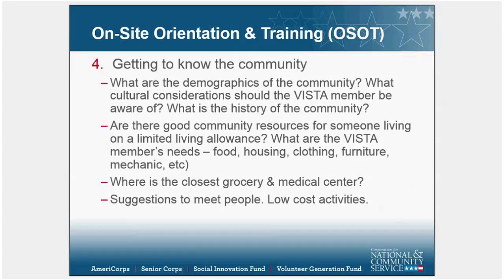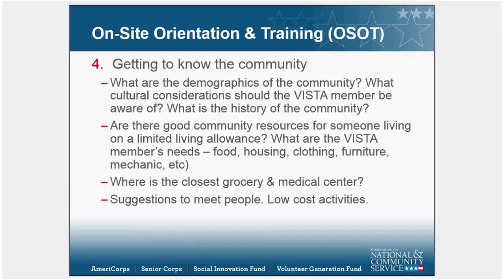Then you want to take some time to get to know the community. This is important for VISTAs that are new to your community, but also for those that might be local. For those who just relocated, it's important to remember that this is an adjustment period for them. So if you put yourselves in their shoes, think about what it's like to move to a new community. You'll want to cover the basics, like where the grocery stores are, maybe affordable thrift stores, places to visit, where the medical centers are, things like that.